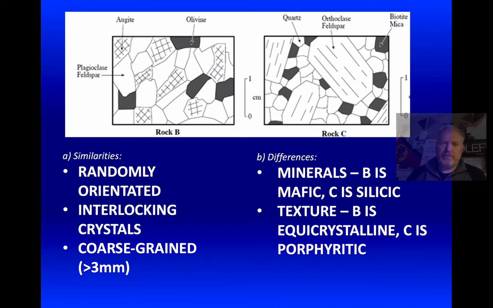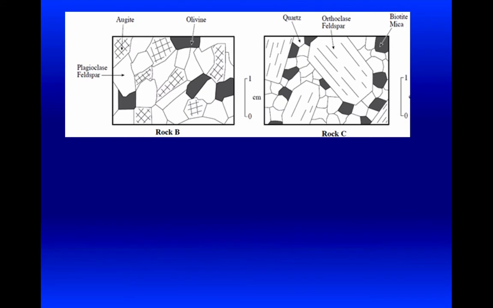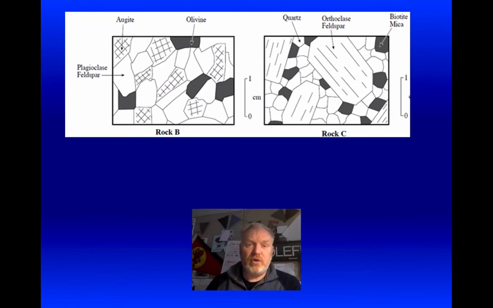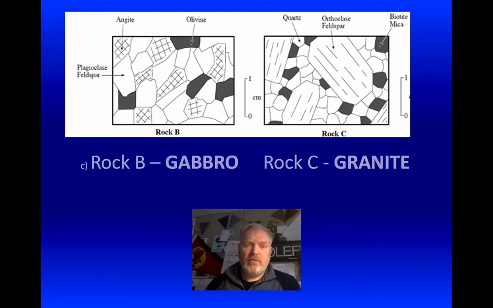Question C then. I asked to name these rocks. Rock B is a gabbro. Rock C is a granite. And we know that because they're both coarse-grained, but B is mafic, C is silicic. Check your classification of igneous rocks table right at the start of theme 5 if you need to check that.